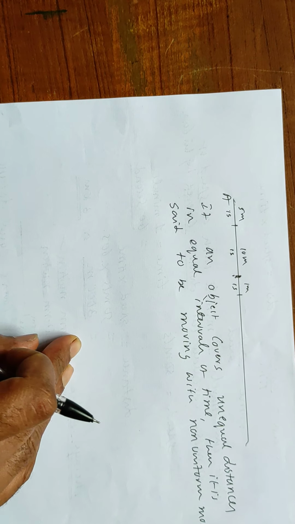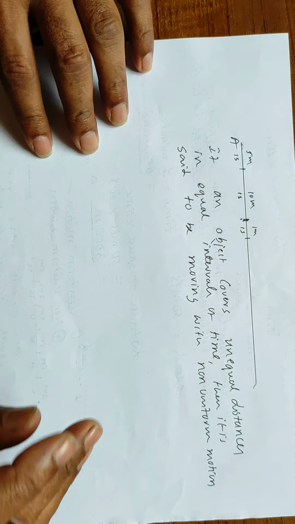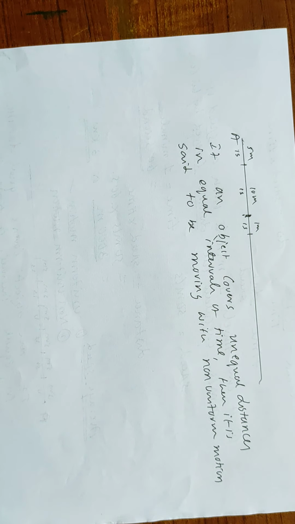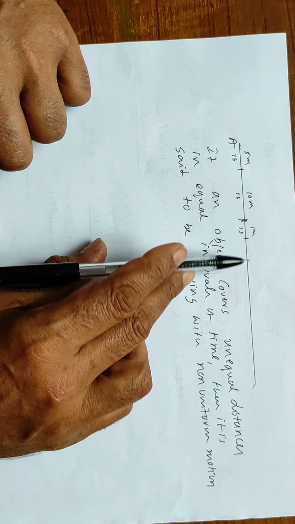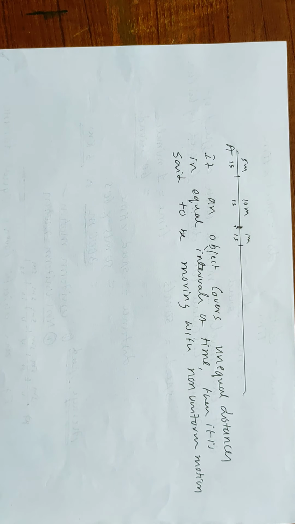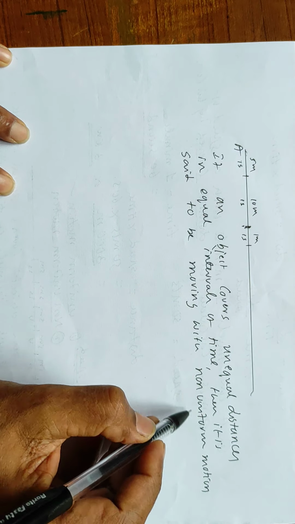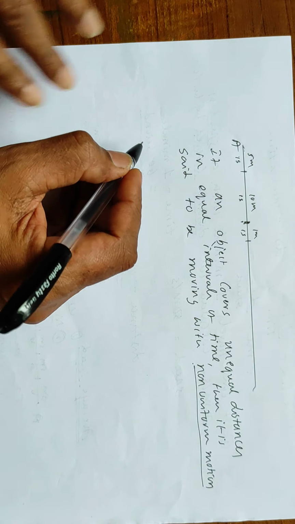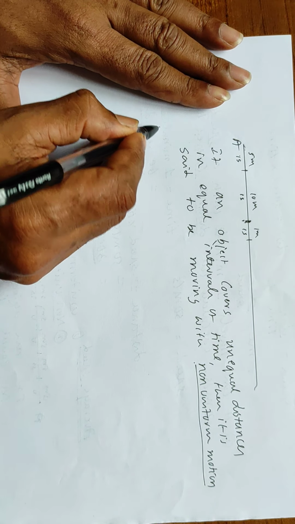Dear students, in most cases, objects do not move with uniform motion. We see varieties of motion. We see many objects in motion in our surroundings. They move with non-uniform motion. They can maintain uniform motion to some extent, to some distance. But in most cases, objects move with non-uniform motion or non-uniform speed. So we need to calculate average speed.